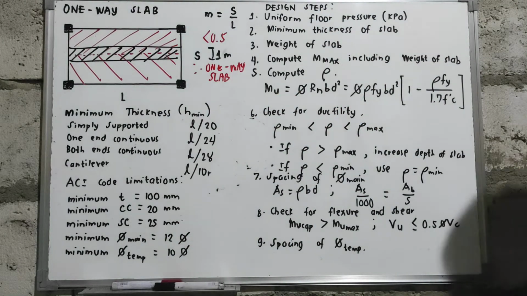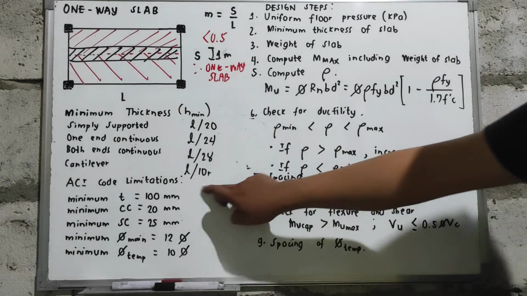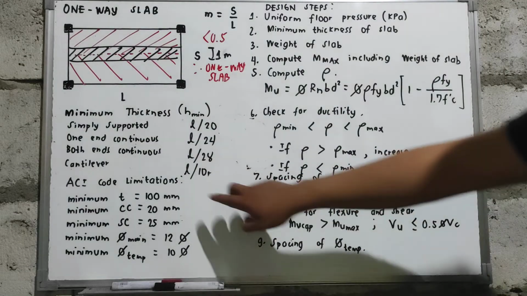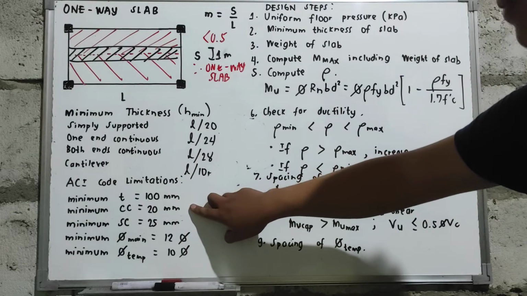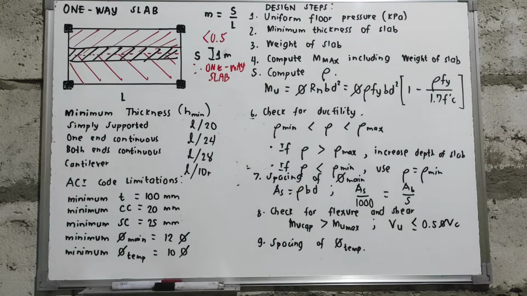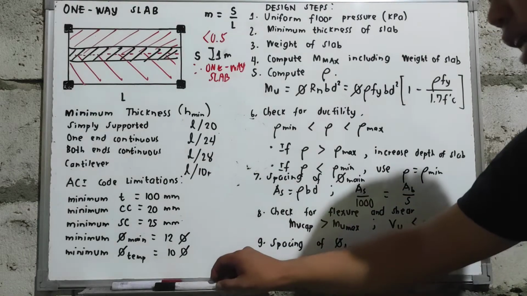And of course, meron tayong mga ACI code limitations. Yung minimum thickness ng slab natin, that is only 100 mm. Yung minimum concrete cover, that will be 20 mm. Yung minimum structural covering, that will be 25 mm. And of course, yung minimum diameter of your main bars, that will be 12 mm. And yung temperature bars naman natin, that will be 10 mm.